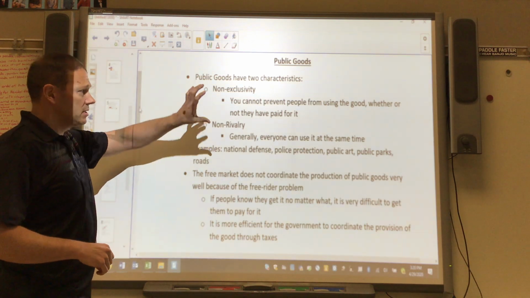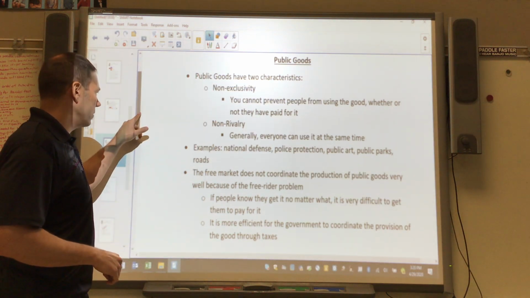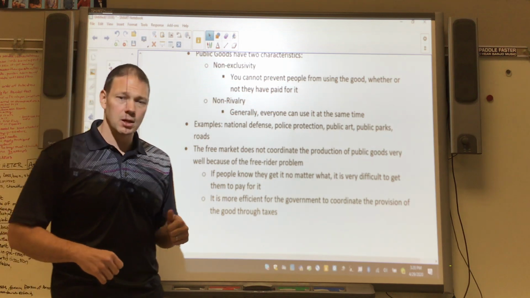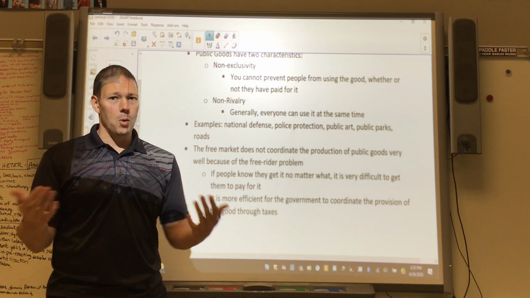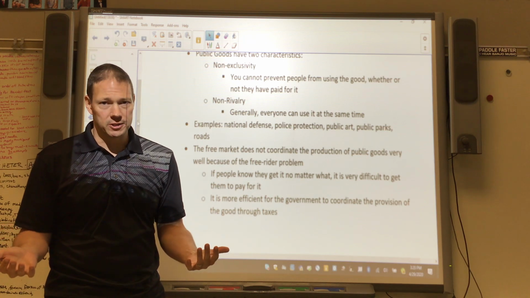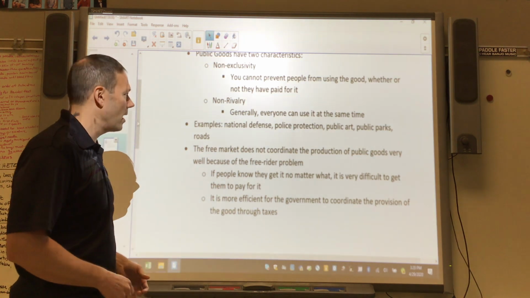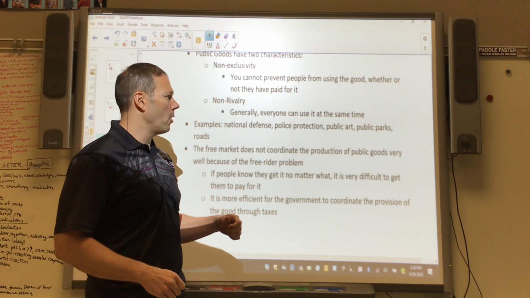Now, public goods, they have non-exclusivity, non-rivalry. So good examples would be national defense. We're all kind of in the same boat. Whether or not you pay taxes, we're all protected from invasion by the Russians, and nuclear war and things like that. Police protection, the same boat.